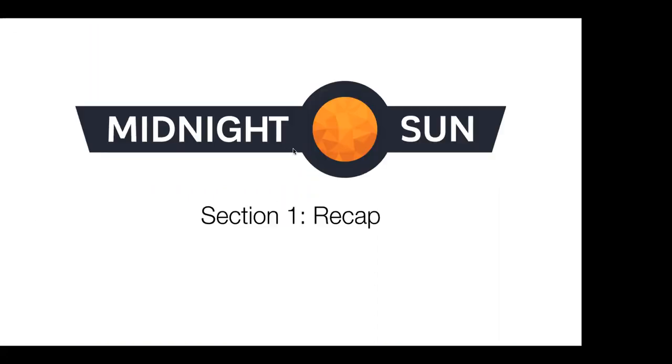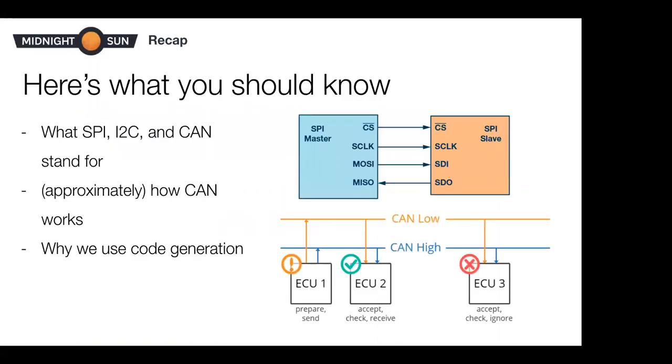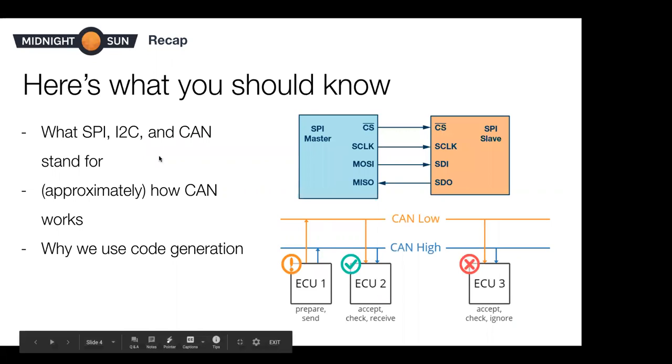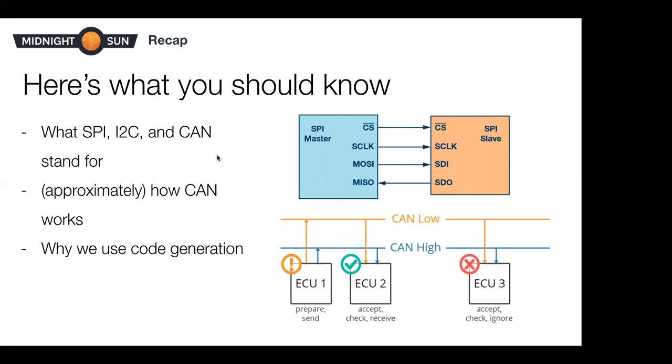So, here's a quick recap of the last lesson. We talked to ICs using the SPI and I2C communication protocols. We have a car-wide CAN bus to communicate between our controllers. You should know what these all stand for, even though that's not very important. And we use code generation in a separate repository to facilitate using CAN and make it nicer to do everything.